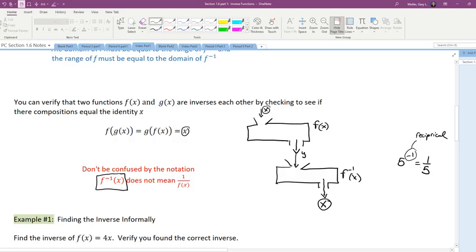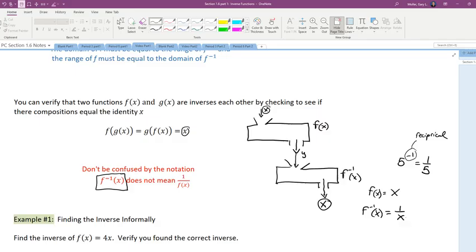We know that this negative 1 power means reciprocal. But in reality, what it means is inverse. And it just so happens the inverse of a multiplication is division. And so the reason we sort of shorthand and call this the reciprocal is because the inverse of multiplying by 5 is multiplying by 1/5. So for one function, if I said f of x equals negative x, the inverse of this function would in fact be 1 over x. Okay, because those are inverse operations.